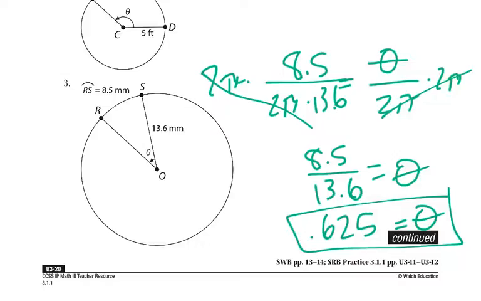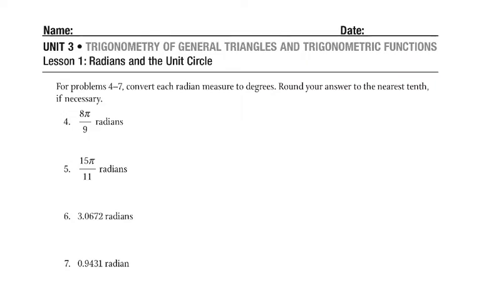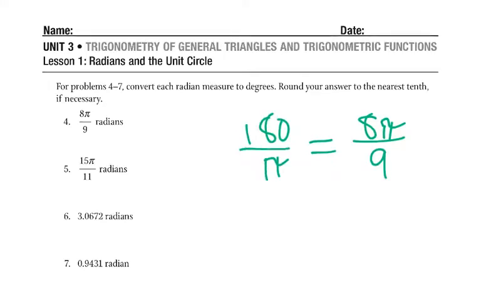So there's the first three. Now, 4 through 7 says, convert each radian measure to degrees. Round your answer to the nearest tenth, if necessary. So once again, it's a good idea to use a proportion. I know that my radians, like 8 pi over 9, if I want to change radians into degrees, I times by 180 over pi. That'll give me my degrees.